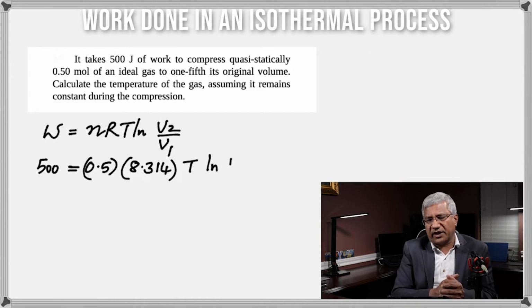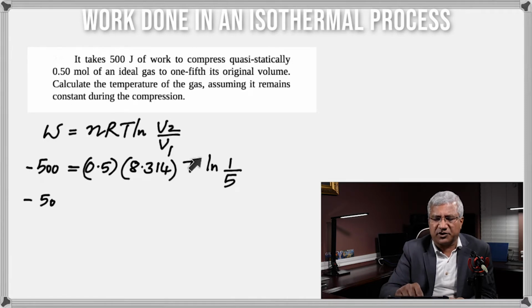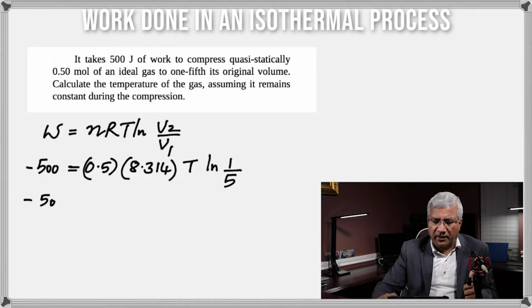All right, so we have that, natural log of 1. So how do we get 1 by 5? Because it says if the initial volume is 5, then the final volume is 1/5 of that, so it's 1. Okay, so that's why V2 by V1 is 1 by 5.